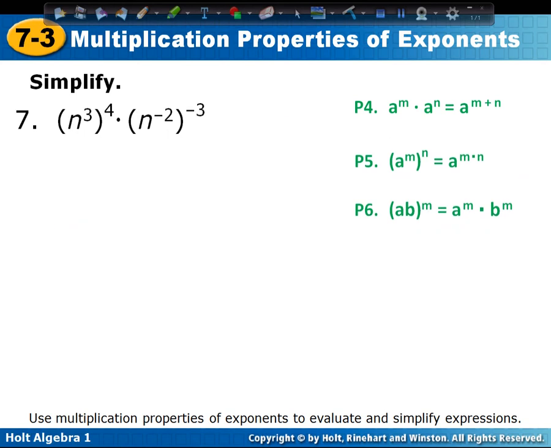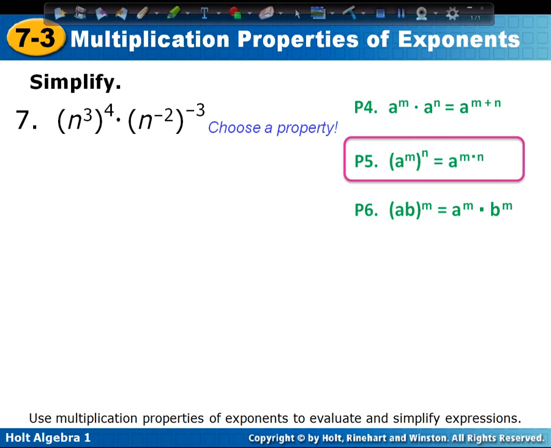All right, number 7 says n to the 3rd raised to the 4th times n to the negative 2 raised to the negative 3. Okay. This time we're going to be using more than one of these properties, but the first one that we're going to use is we're going to take care of the power raised to a power. So the n to the 3rd raised to the 4th and the n to the negative 2 raised to the negative 3. Again, anytime you have a power raised to a different power, you're going to multiply. So that's n to the 3 times 4 and n to the negative 2 times negative 3, which is going to give us n to the 12 and n to the 6.